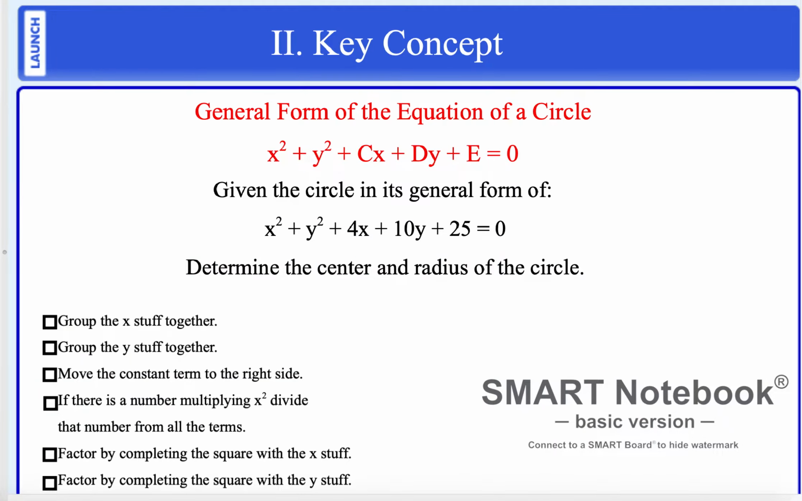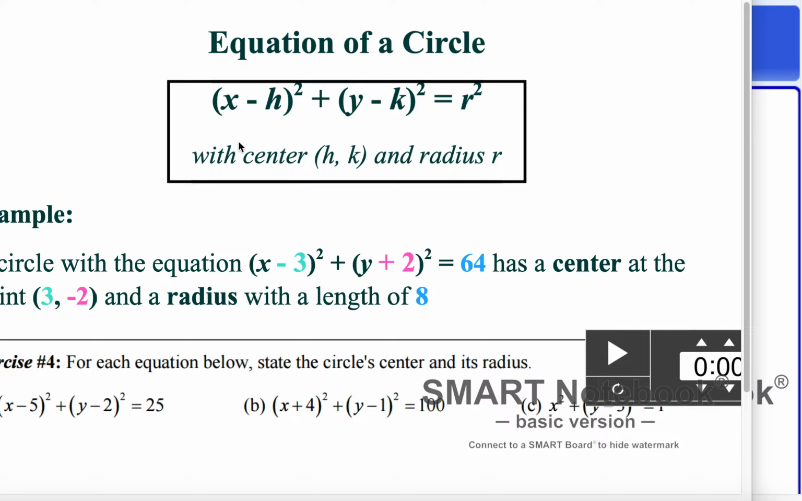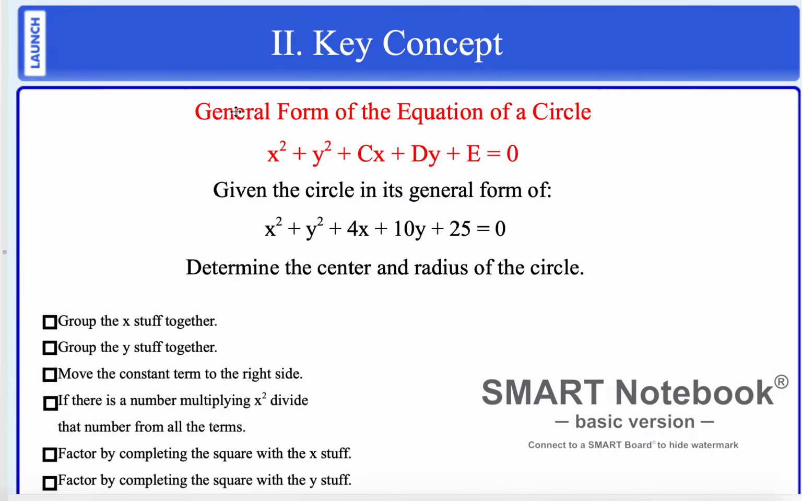Today we're looking at a different general formula. This is the general formula where it's not in that center-radius form, right? So here's the equation of the circle where it's very easy for you to pick out the center and the radius. This is the general form of the equation of a circle where it's not as easy. So here they're asking you to determine the center and the radius.